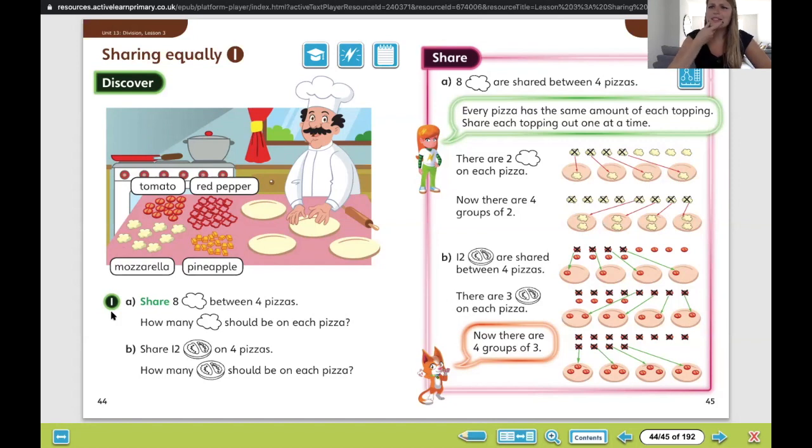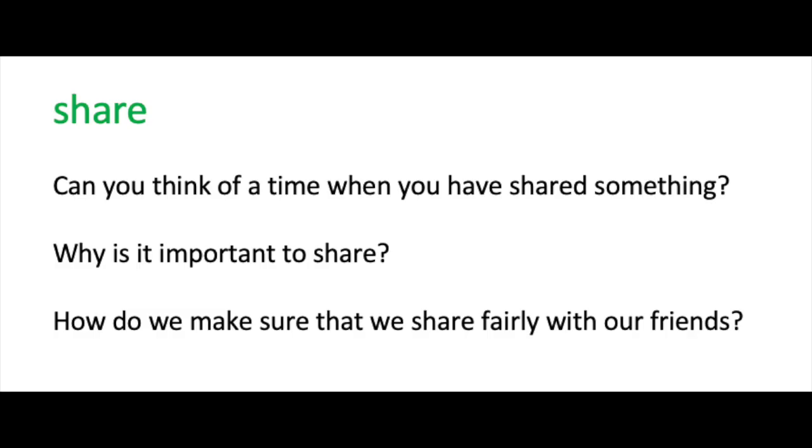Now before we answer this question, what does the word share mean? Have a little think. These questions might help you. Can you think of a time when you have shared something? Why is it important to share? How do we make sure that we share fairly with our friends? What do we have to do?